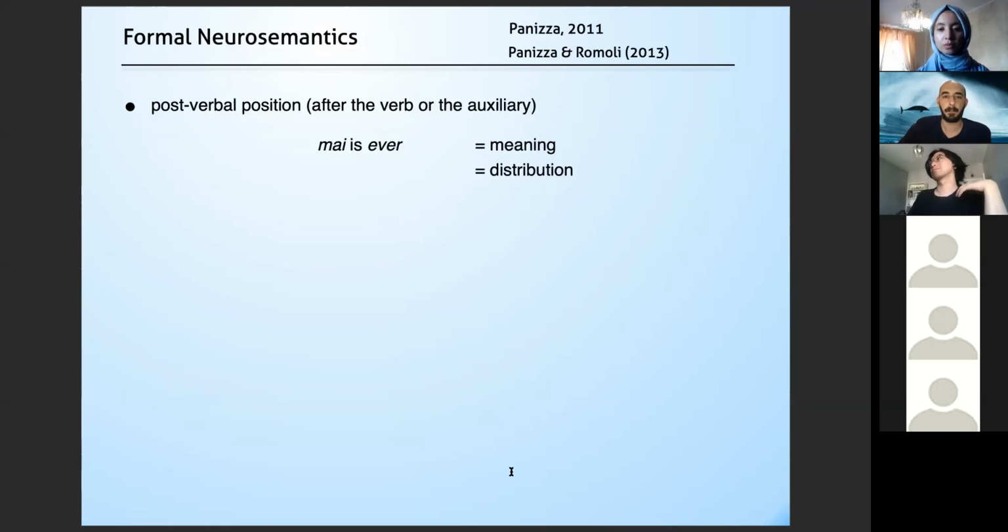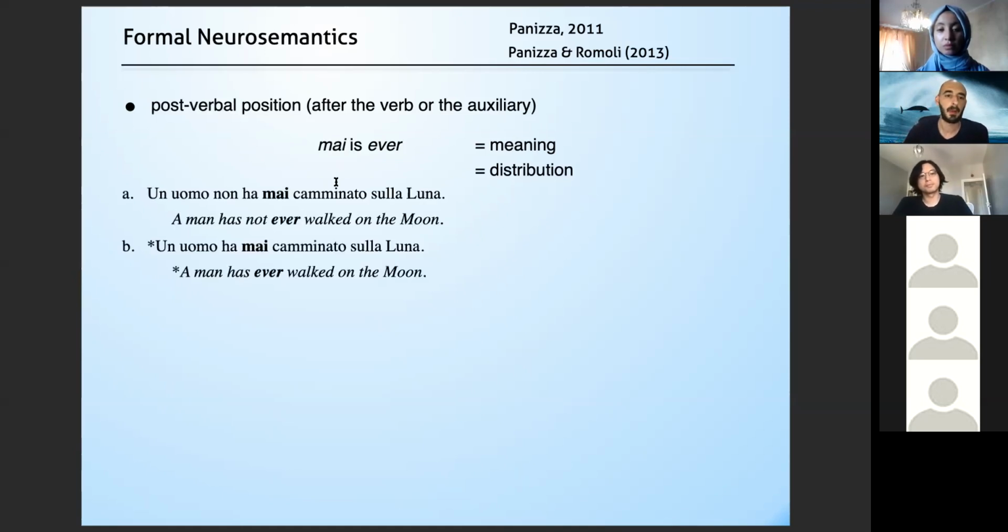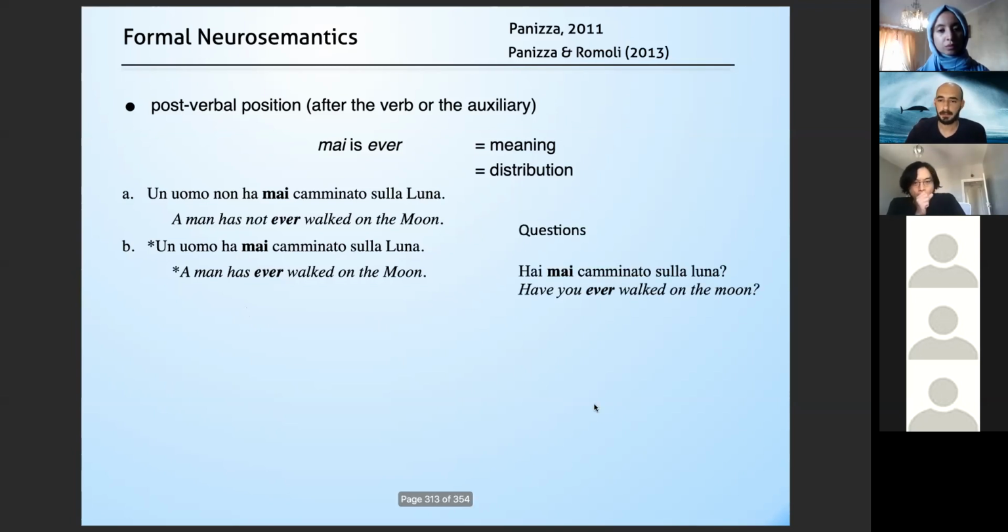So basically, in post-verbal position, these words require negation to be licensed, okay? So "un uomo non ha mai camminato sulla luna" is fine because you have "non". A man has not ever walked on the moon. But "un uomo ha mai camminato sulla luna" is bad. A man has ever walked on the moon is bad, okay? Because there is no negation. So just like NPIs. It also goes in questions.